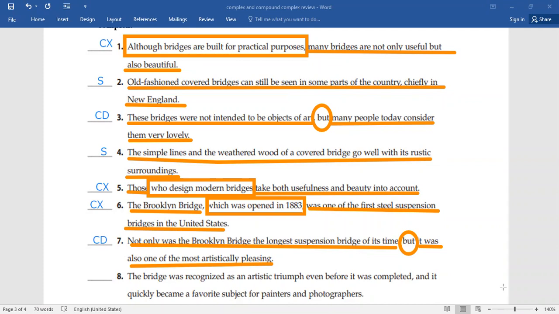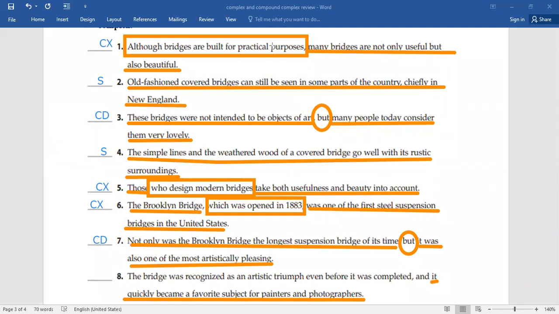It quickly became a favorite subject for painters and photographers. Okay, this is one independent clause. All right, what else do we have?